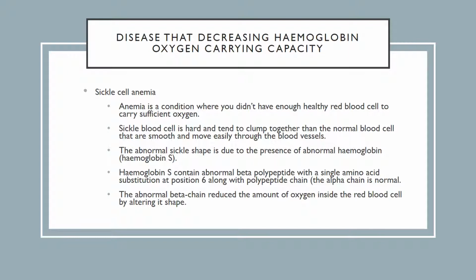The abnormal sickle cell shape is due to the presence of abnormal hemoglobin called hemoglobin S. Hemoglobin S contains abnormal beta polypeptide with a single amino acid substitution at position 6 along the polypeptide chain. The abnormal beta chain reduces the amount of oxygen inside the red blood cell by altering its shape.